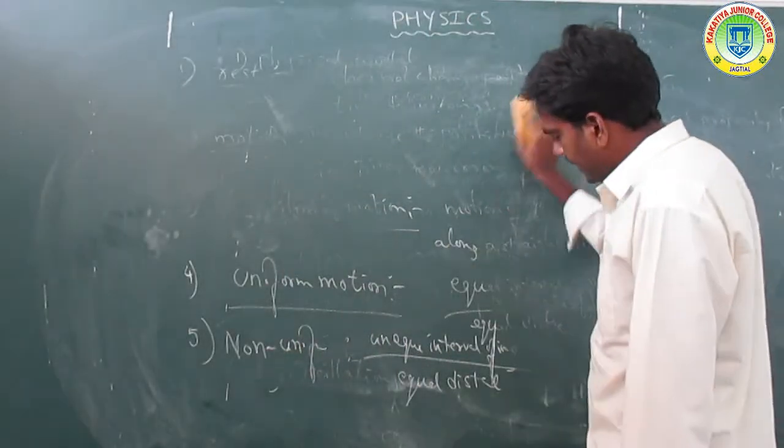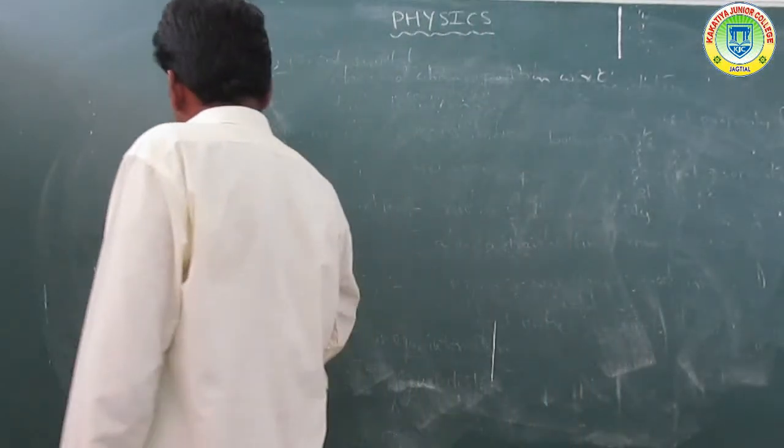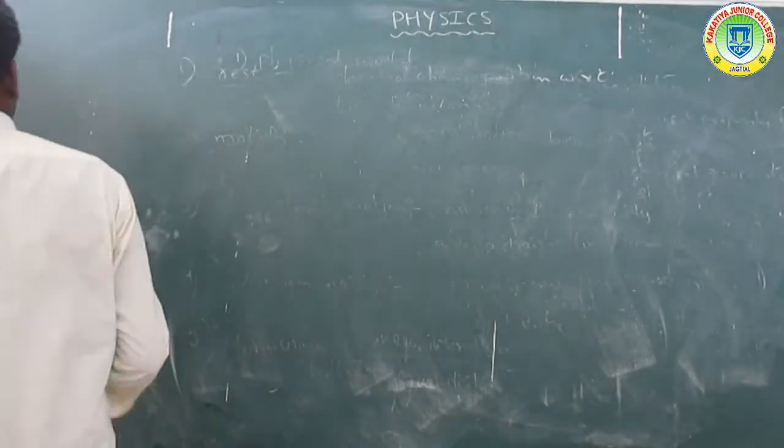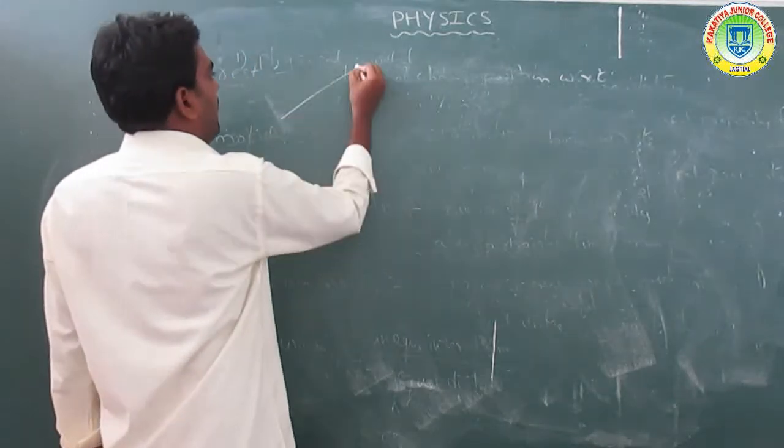So what is displacement? What is distance? What is displacement? Displacement is nothing but, for example, now here take a path.